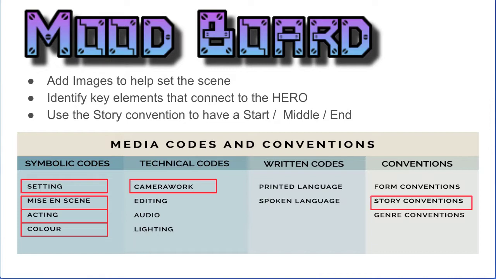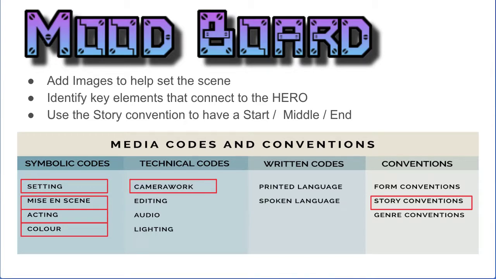What are some of the key conventions that you see in a storyboard? Starting on the right, you'll see the story convention. You can talk about the camera work. You can talk about the setting, the mise-en-scene, the acting that's going to occur, the colours that are going to link to the hero and develop that resonant image with the intended audience. You can also talk about the editing, the audio and lighting, if they're key parts of your pitch.